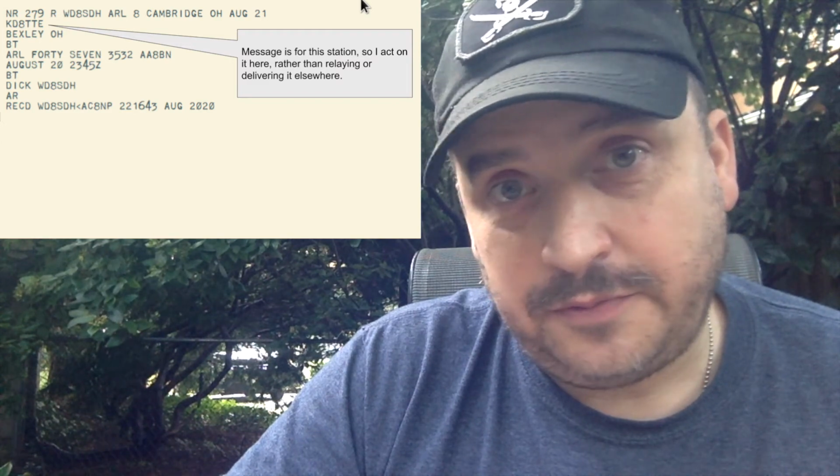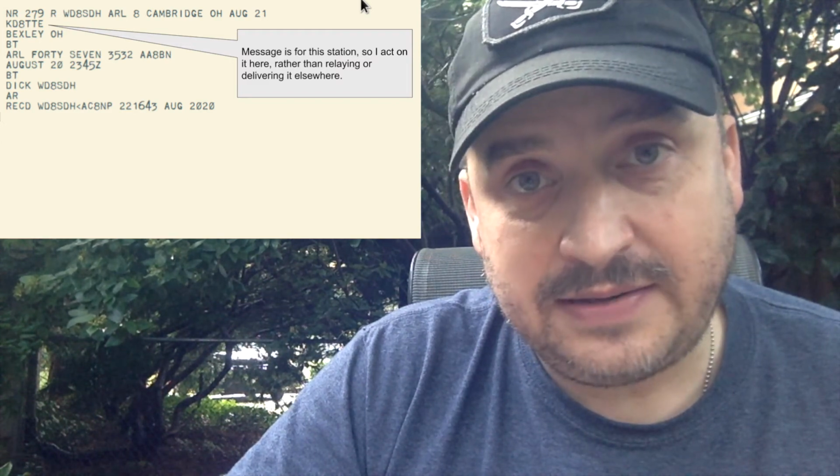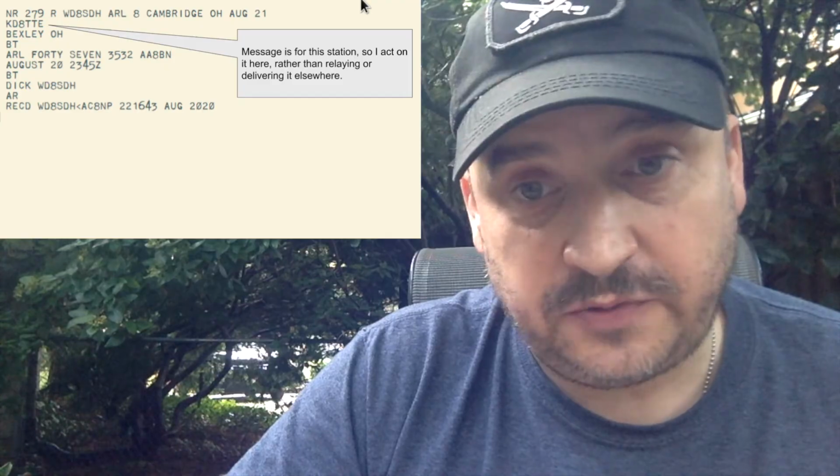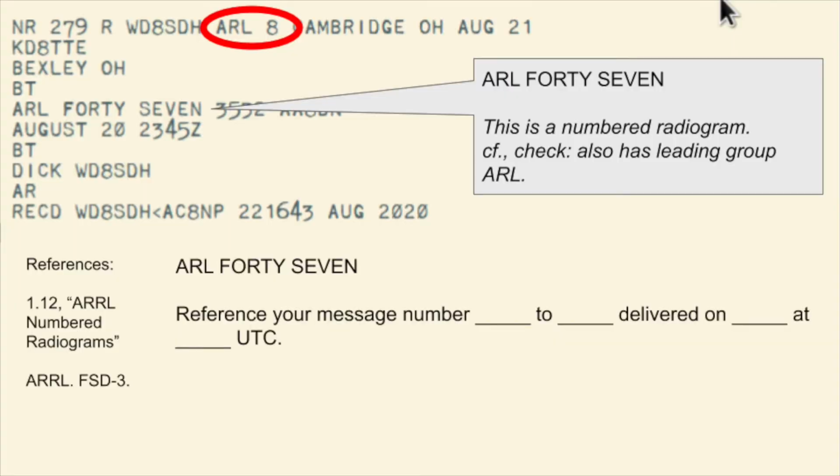I don't have to relay it on, and I don't have to make any delivery because it's actually headed to me specifically. The message that I have is an ARL numbered radiogram. So the text ARL 47 is going to be something that actually expands out to something else, and that text is going to be reference your message number blank to blank delivered on blank at blank UTC.